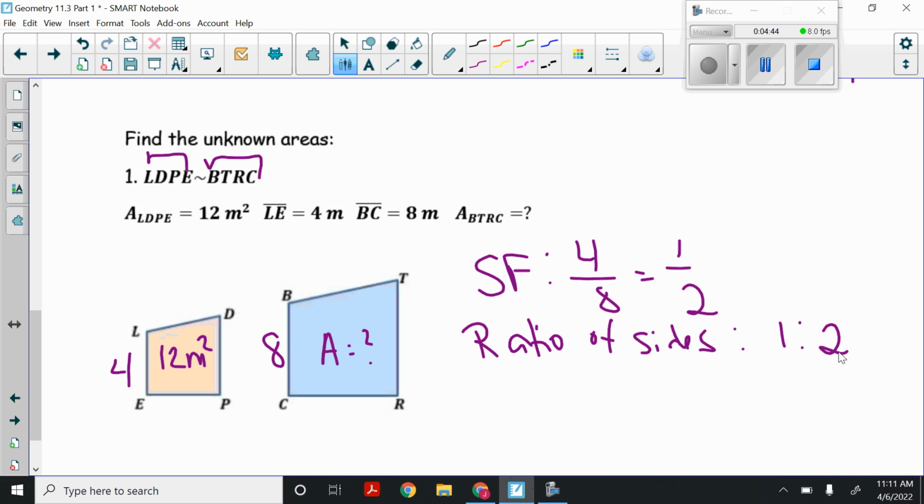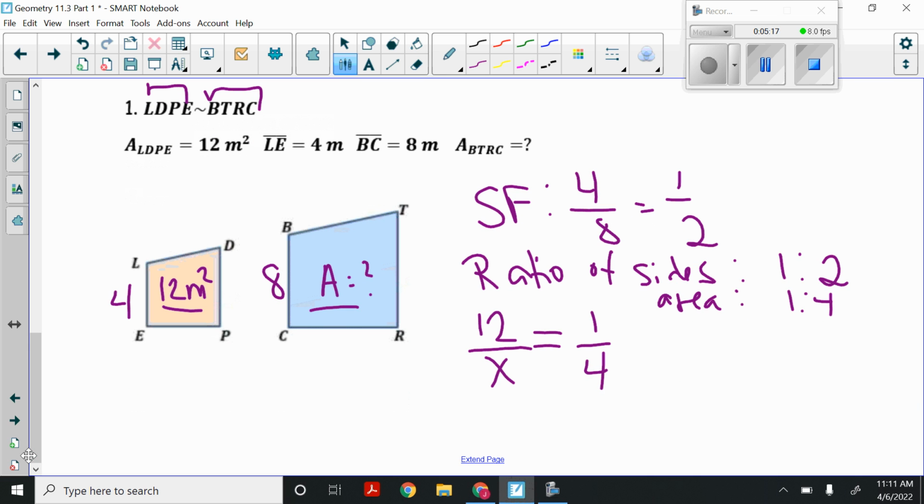If I wanted to find the area, I would say the area of the small one, 12, over the area of the one I'm looking for, x, is equal to my scale factor squared, right? So if the ratio of my sides is 1 to 2, the ratio of the area, square both of those, would be 1 to 4. So 12 over x is equal to 1 over 4.